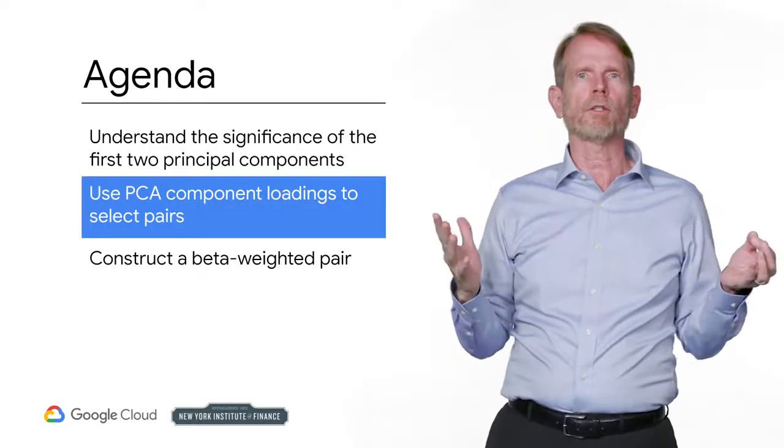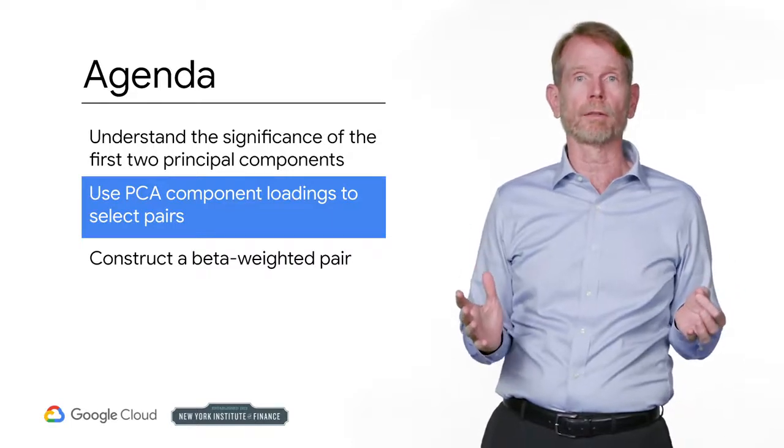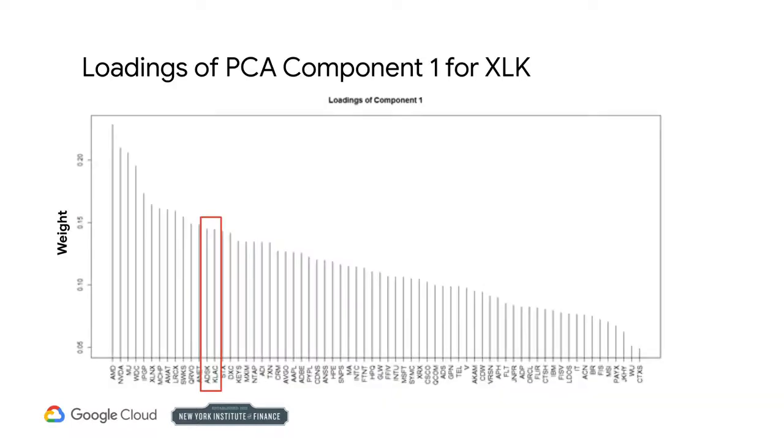Now we will look at using the first two PCA component loadings to select a stock pair. Consider two companies with equal weights in component 1, like KLAC and ADSK. KLA Corporation supplies process control and yield management systems for the semiconductor and nanoelectronic industries. ADSK, or Autodesk, makes software for the manufacturing, media, architecture, engineering, and construction industries.